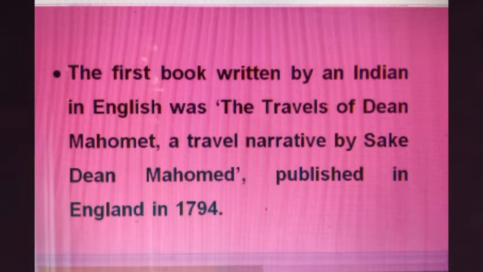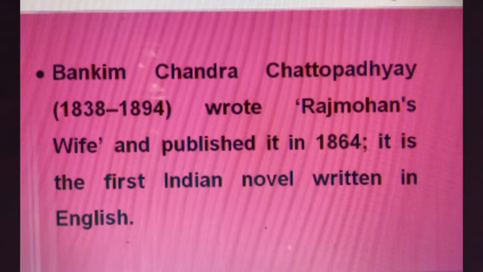Now we will move to the literature side, the history of Indian English literature. The first book written by an Indian in English was The Travels of Dean Mahomet, a travel narrative by Sheikh Dean Mahomet, published in England in 1794. So this is the first book written by an Indian: The Travels of Dean Mahomet, written by Sheikh Dean Mahomet.